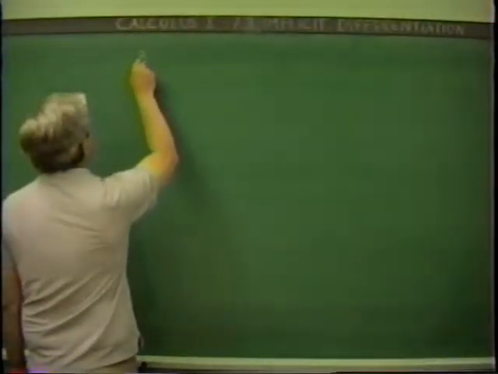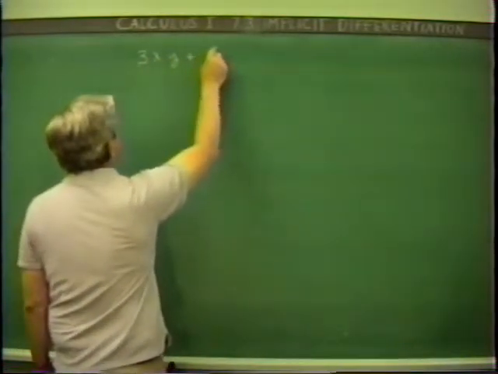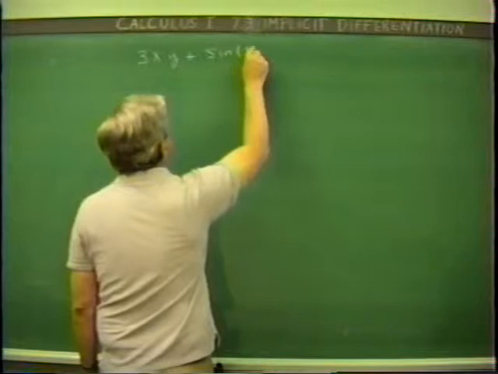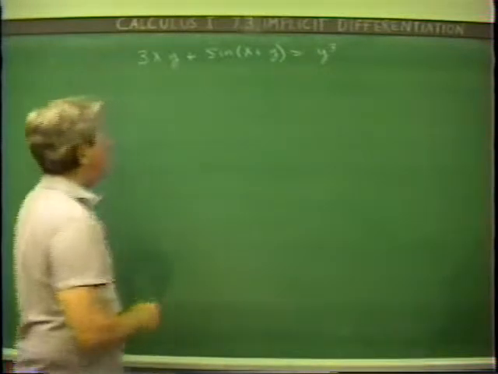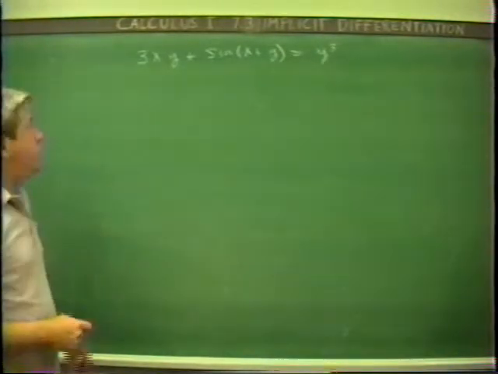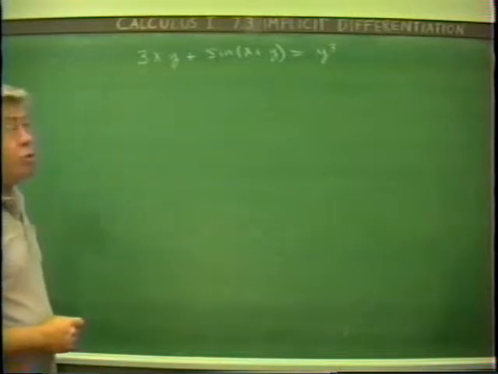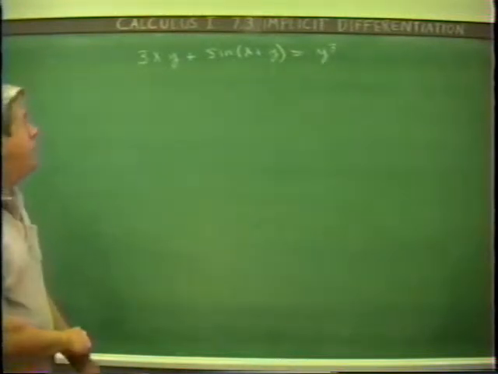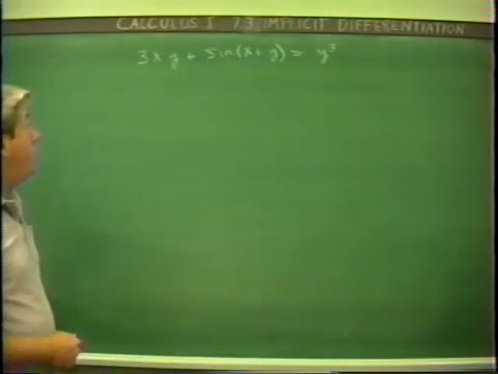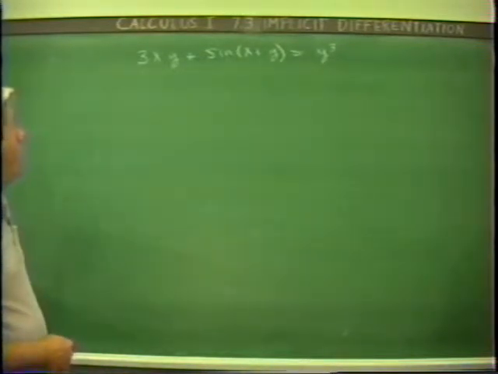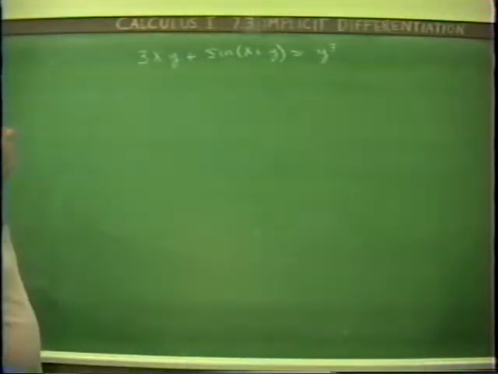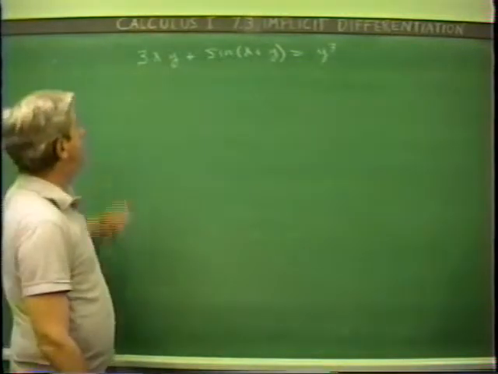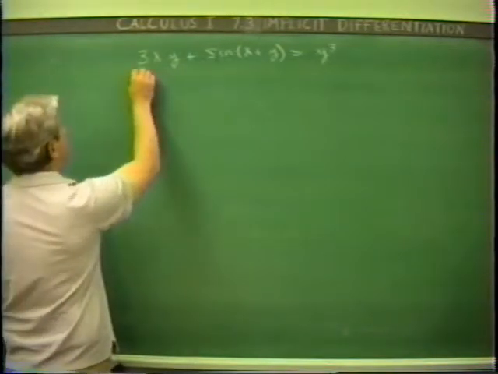Okay, let's take a look at a specific example. Let's suppose we have the equation 3xy plus sine of (x plus y) equals y cubed. Now this is an expression which would not be easily solved for y. It probably couldn't even be solved for y at all in any reasonable fashion. However, we can assume that it has got some sort of a curve for its graph, and under that assumption we can treat y as if it were a function of x and differentiate both sides of this.